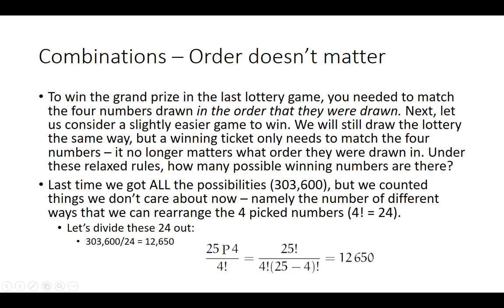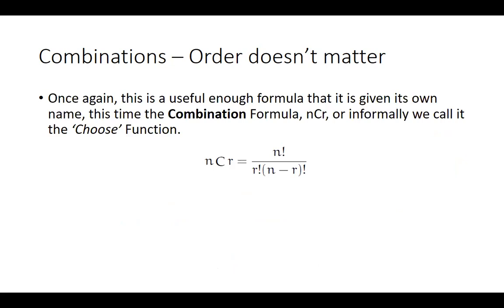Looking at the calculation, that would be 25P4 on the top, dividing out our repeats, 4 factorial, the number of different ways we can rearrange the 4 picked numbers, which would give us 25 factorial over 25 minus 4 factorial, but now there's this other 4 factorial in the bottom, and that gives us 12,650. We've taken the repeats out.